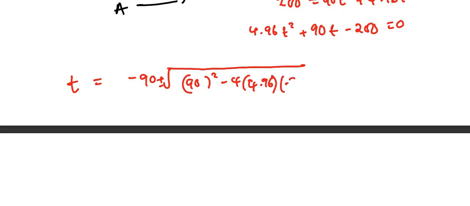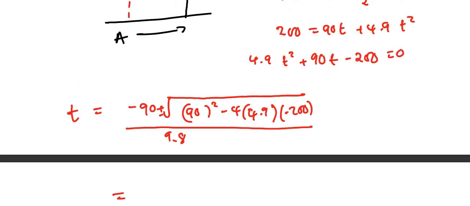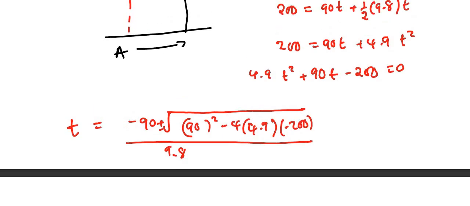This guy, then we have this over 2 times 4.96, which is the same as 9.8, right? Yeah, when you multiply it back, so this is 9.8. A point of correction on the 4.96: it's just supposed to be 4.9, when you have 9.8 here.